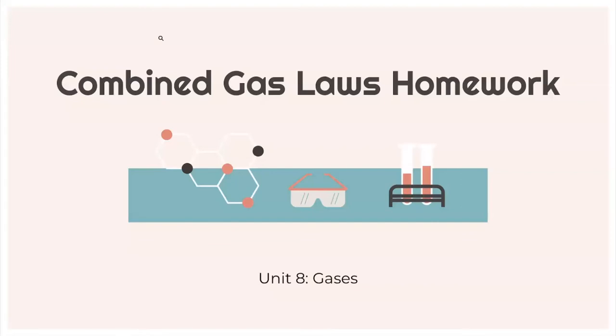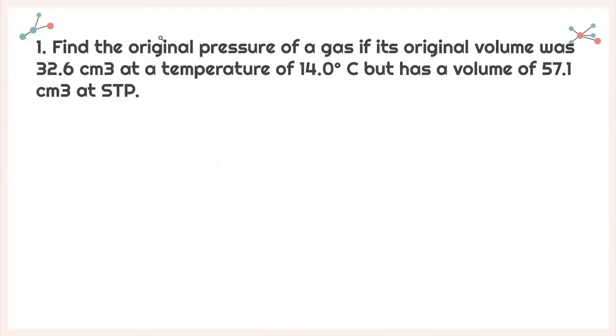While there are only a few problems, some of them are going to be a little tricky, so let's get to them. For number one, it says, find the original pressure of a gas if its original volume was 32.6 centimeters cubed at a temperature of 14 degrees Celsius, but has a volume of 57.1 centimeters cubed at standard temperature and pressure. First thing I'm going to do is write down my equation.